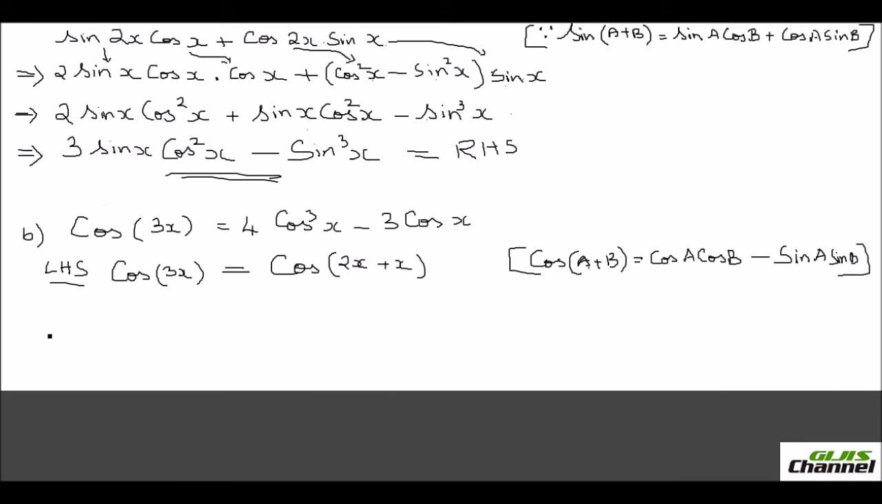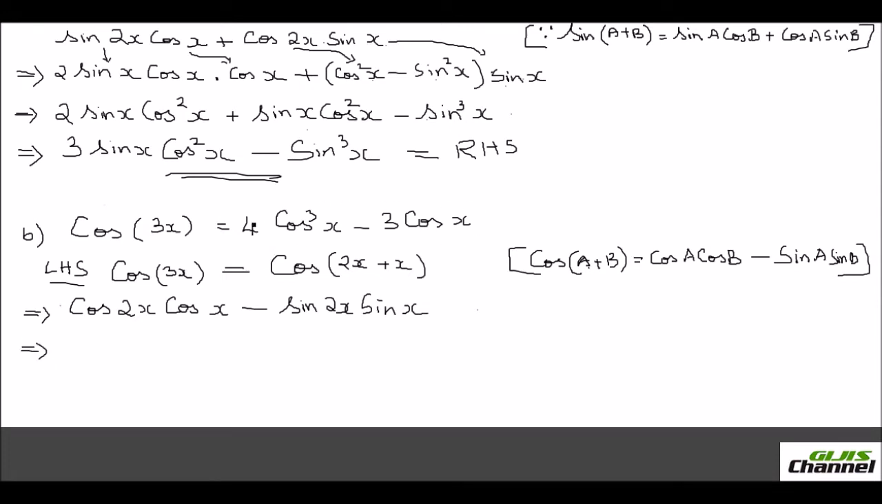So what happens? Cos 2x plus x could be written as cos 2x, the first angle is 2x here, and cos second angle is x, okay? Minus sine 2x times sine second angle, that is x. Did you get this?